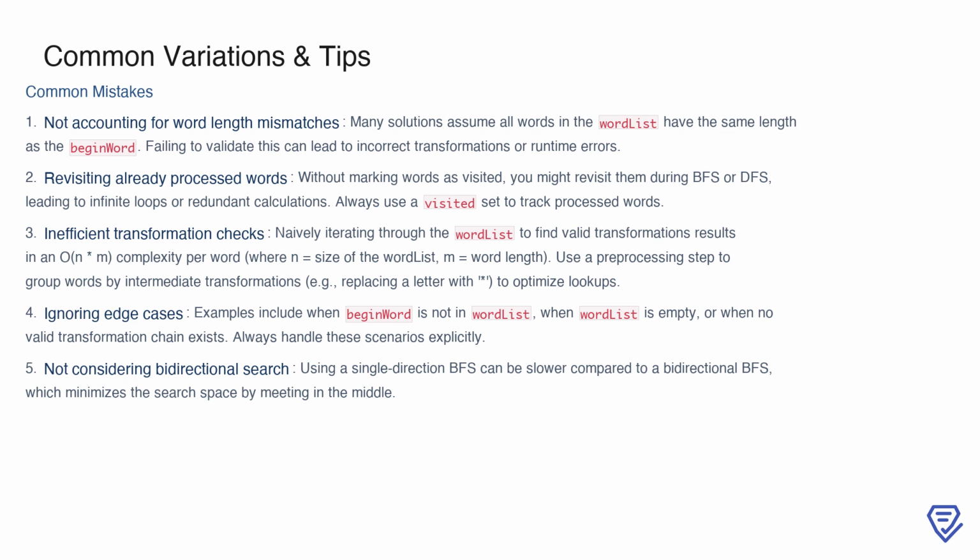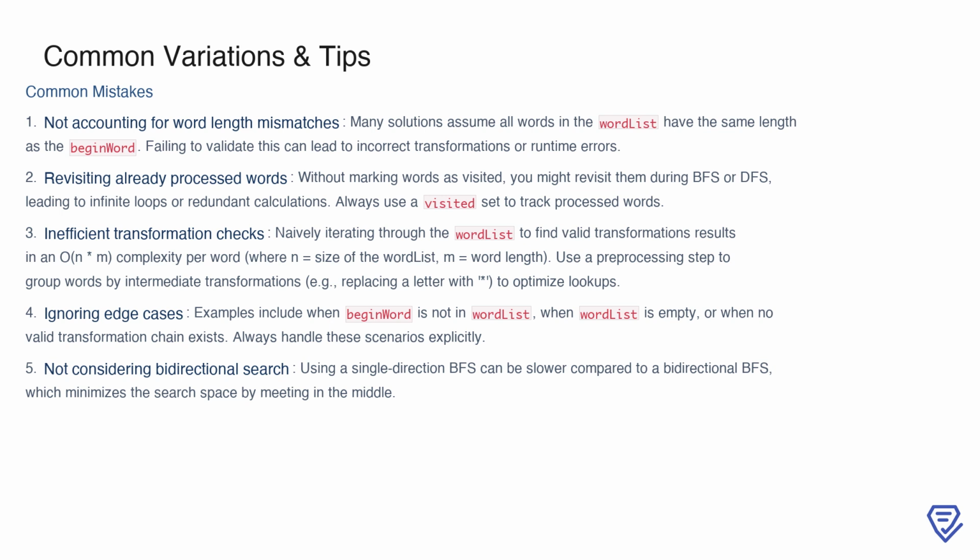Another common mistake is revisiting already processed words. If you don't mark words as visited, your BFS or DFS might revisit them, which could cause infinite loops or unnecessary calculations. To avoid this, always use a visited set to track words you've already processed.